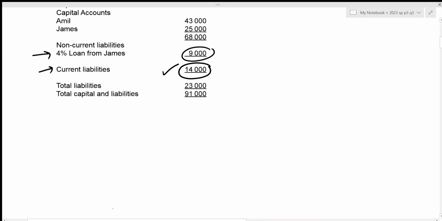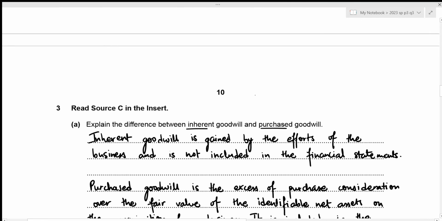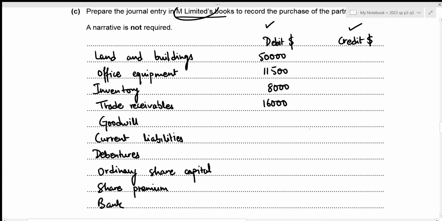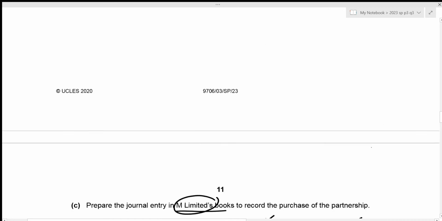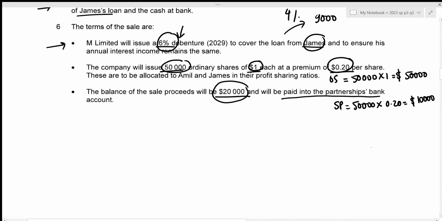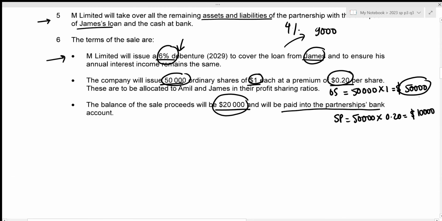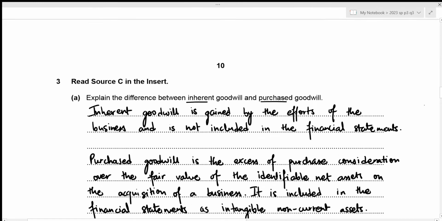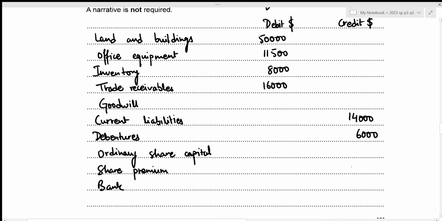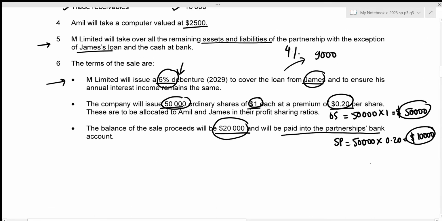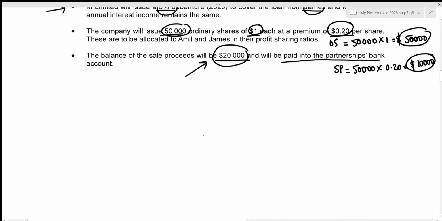Our current liability was of 14,000. Let's write this amount down. So current liabilities is 14,000. Then we issued debentures worth 6,000. Now ordinary share capital and share premium we just figured out above. So we're just going to copy these amounts of 50,000 and 10,000 respectively. And the amount paid into bank was given to be 20,000. Let's write it down.